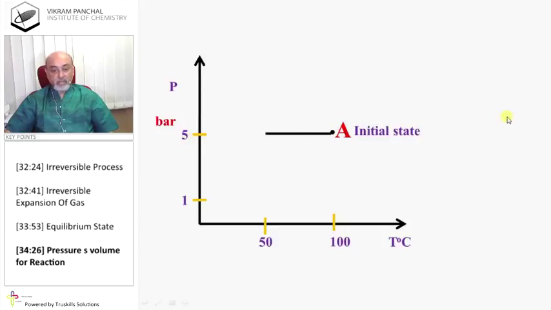So we are here. We can go to the final state by two different processes. Either we go straight away from A, in which case pressure remains constant but temperature changes. If pressure remains constant and temperature changes, this path is known as isobaric. So step 1 is an isobaric process. Now we reach this point B, where pressure is 5 and temperature is 50. That means in the beginning we have decreased the temperature, so it is cooling.